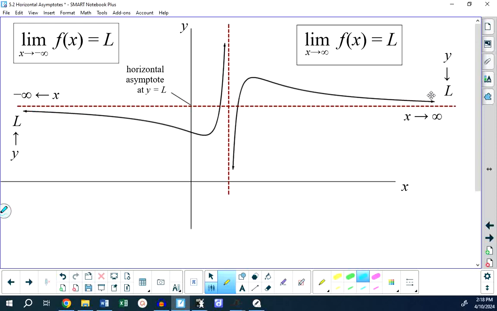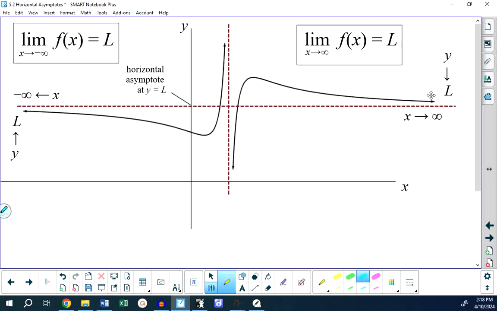Just like the behavior of a vertical asymptote, on both sides of it could be going up, they could both be going down, they could be one up, one down, one up. Same thing here. You can have functions where it's asymptotic below on both ends, above on both ends, or one of each.